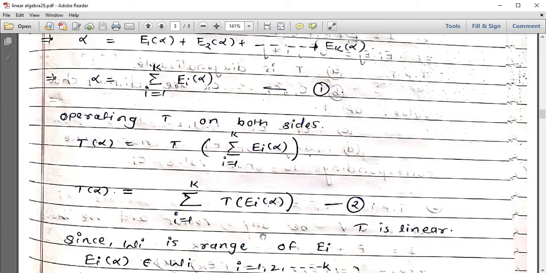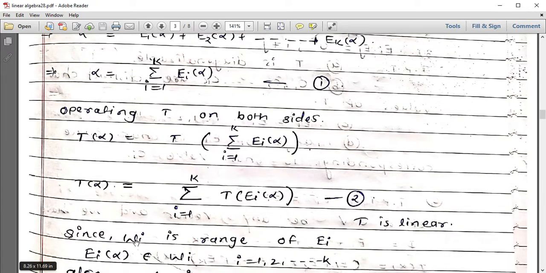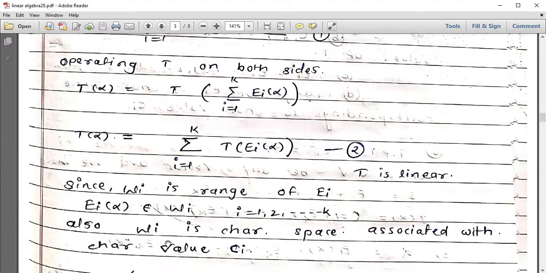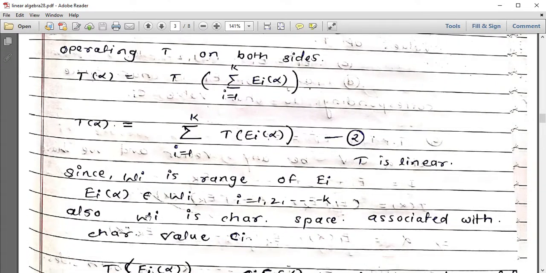Since W_i is the range of E_i, we know that E_i of alpha belongs to W_i by statement number 5. W_i is the range of E_i. Hence, E_i of alpha belongs to W_i, for i equal to 1 to k. Also, W_i is the characteristic space associated with characteristic value C_i.